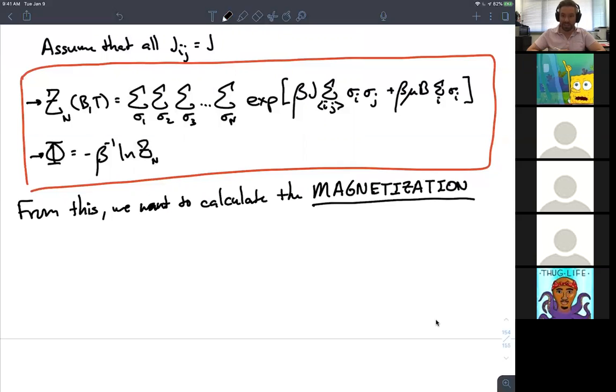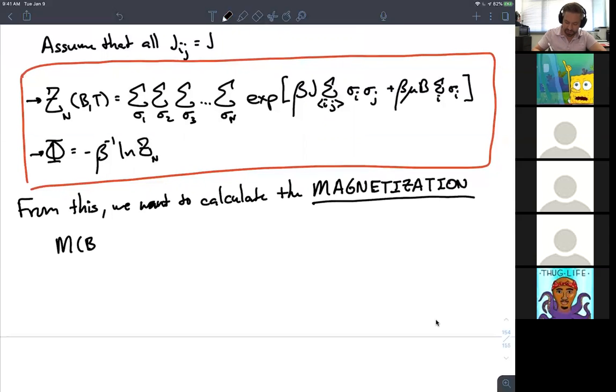All right, so the magnetization, very simply, we call that capital M, and because the partition function and the free energy are functions of B and T, this is also going to be a function of B and T, so it's a function of the applied external field and the temperature. This is simply the average magnetic dipole moment over all spins. That's it, piece of cake.